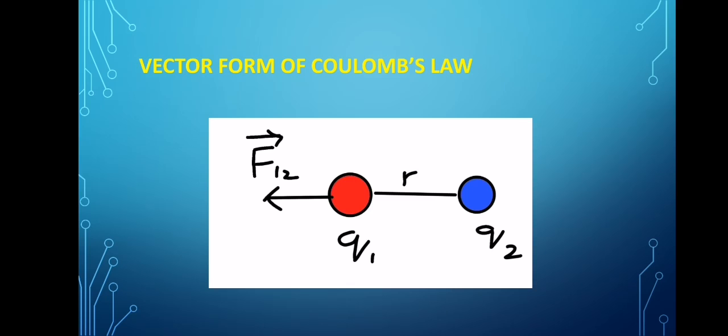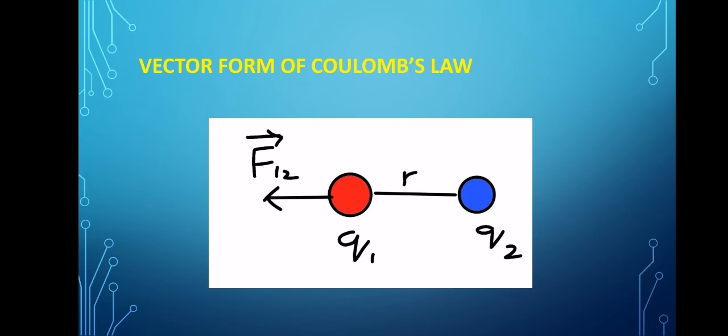Now, vector form of Coulomb's law. Q1 exerts a force on Q2 and Q2 exerts a force on Q1. These electrostatic forces are mutual forces. Here one charge exerts force on the other charge and the other charge exerts force on the first charge.